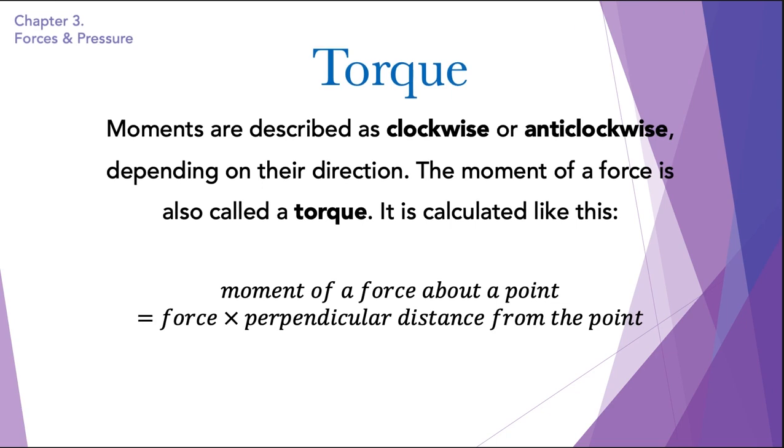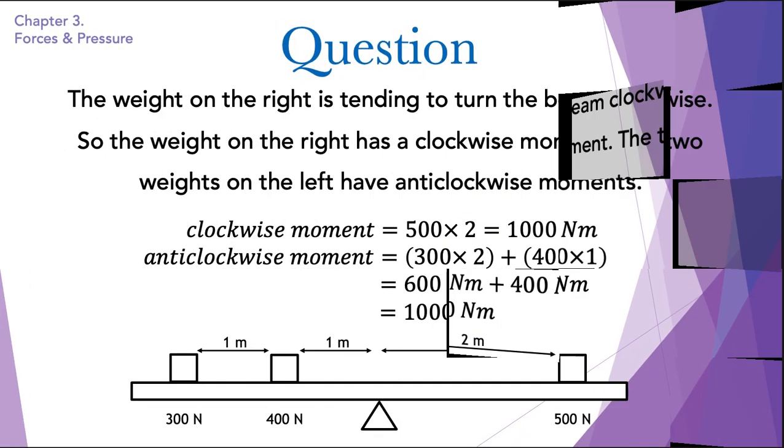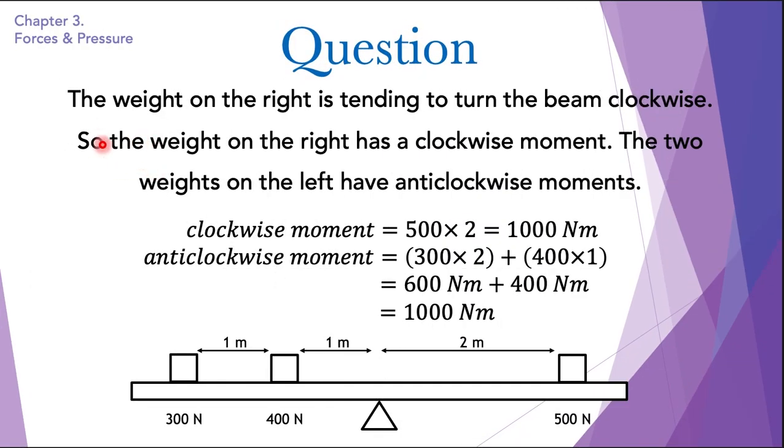Okay, let's see how we can use this equation in this example. So here we have a question. The weight on the right, which is this one, is tending to turn this beam clockwise. So the weight on the right has a clockwise moment and the two weights on this side have anti-clockwise moment.